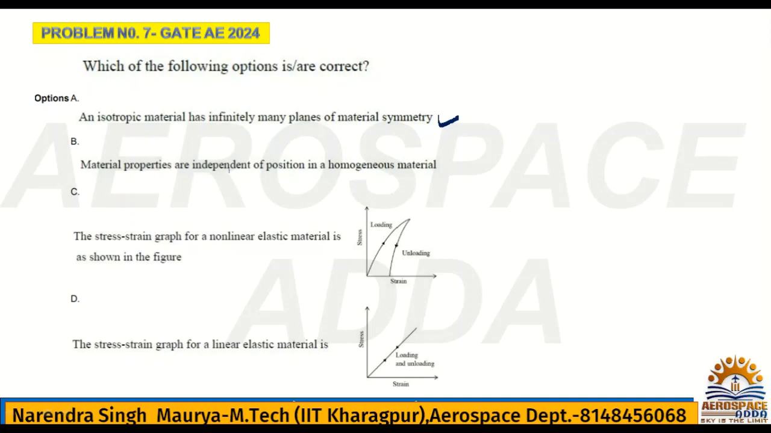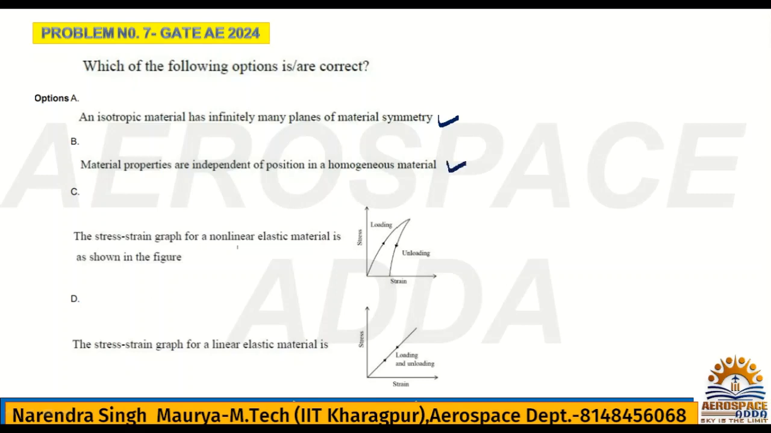Material properties are independent of positions in a homogeneous material. Yeah, obviously independent, because homogeneous means throughout the material the properties are the same, so it is independent. If it is heterogeneous, then it will be dependent, but a homogeneous material system is independent, because throughout the material properties are the same. Okay, this is also correct.